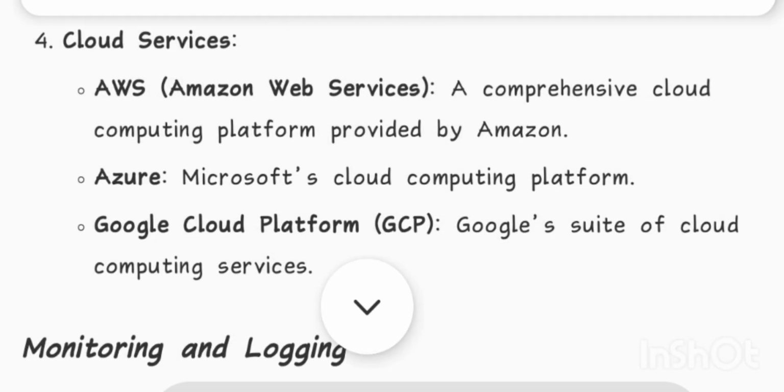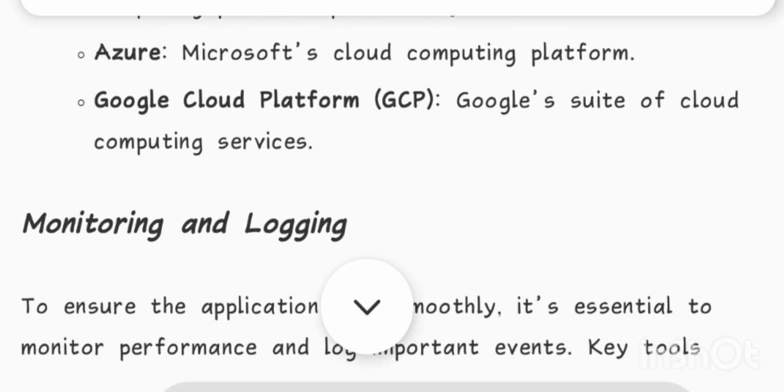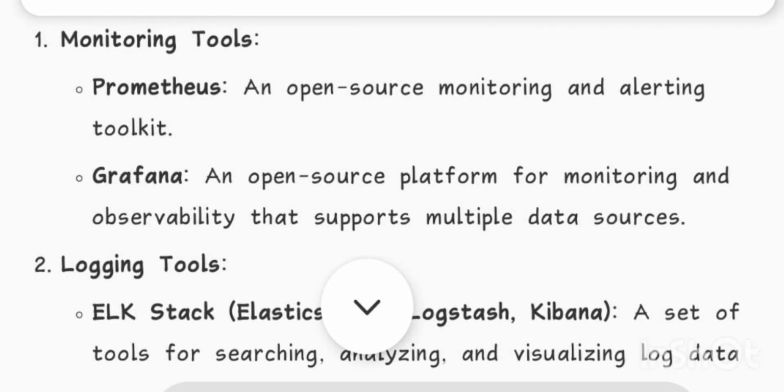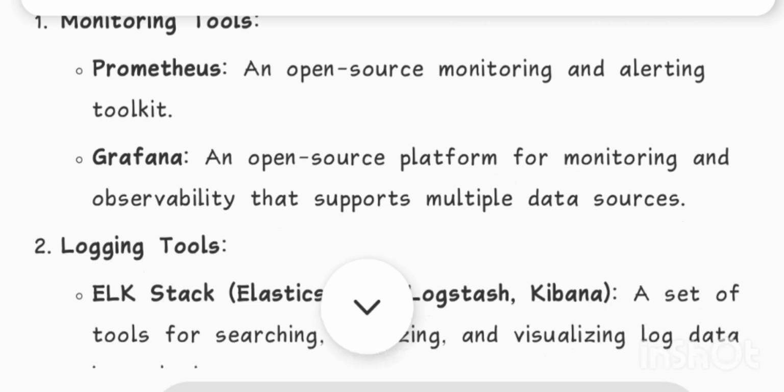4. Cloud services. AWS, Amazon Web Services, a comprehensive cloud computing platform provided by Amazon. Azure, Microsoft's cloud computing platform. Google Cloud Platform, GCP, Google's suite of cloud computing services. Monitoring and logging. To ensure the application runs smoothly, it's essential to monitor performance and log important events. Key tools include 1. Monitoring tools. Prometheus, an open source monitoring and alerting toolkit. Grafana, an open source platform for monitoring and observability that supports multiple data sources.